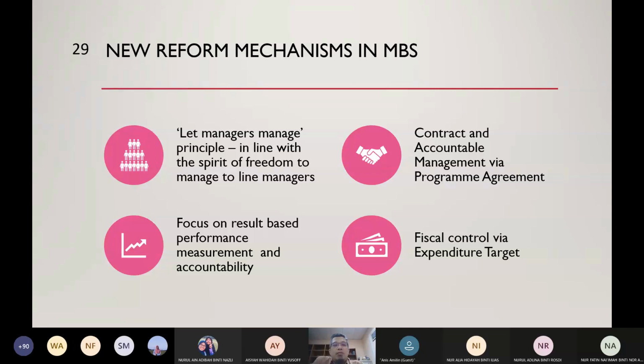Secondly, focus on result-based performance measurement and accountability. So this needs to be developed. I think you can also see that result-based performance measurement is coupled with accountability. Of course, result-based performance measurement is quantified, and then with that it should be reported. I think that's how accountability should be improved. And with that they also have contract and accountable management via program agreement. They also bring in the idea of accountable management.